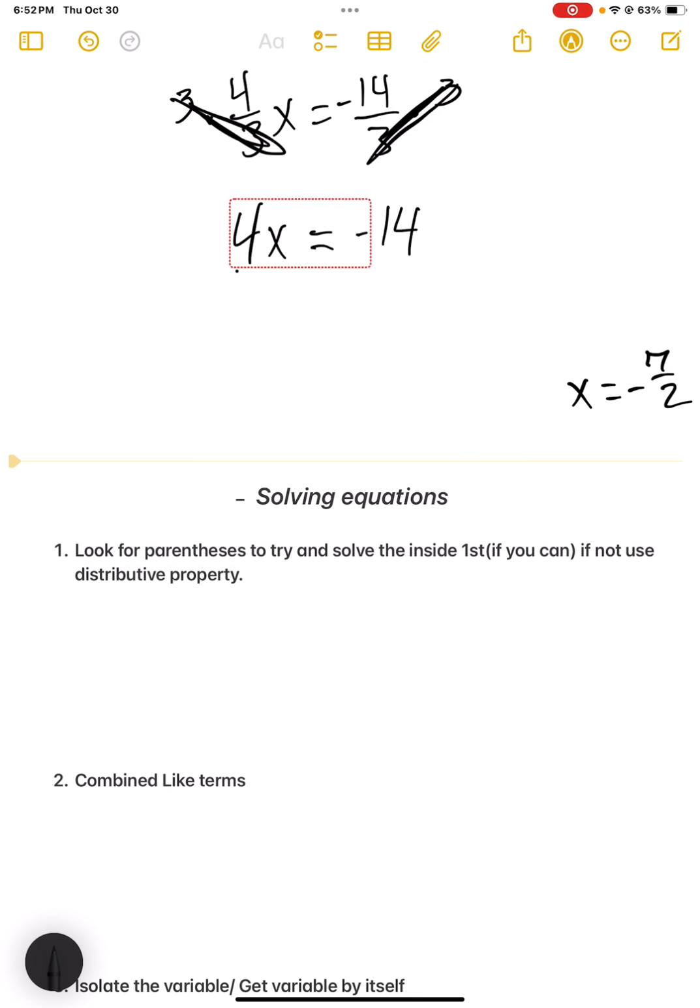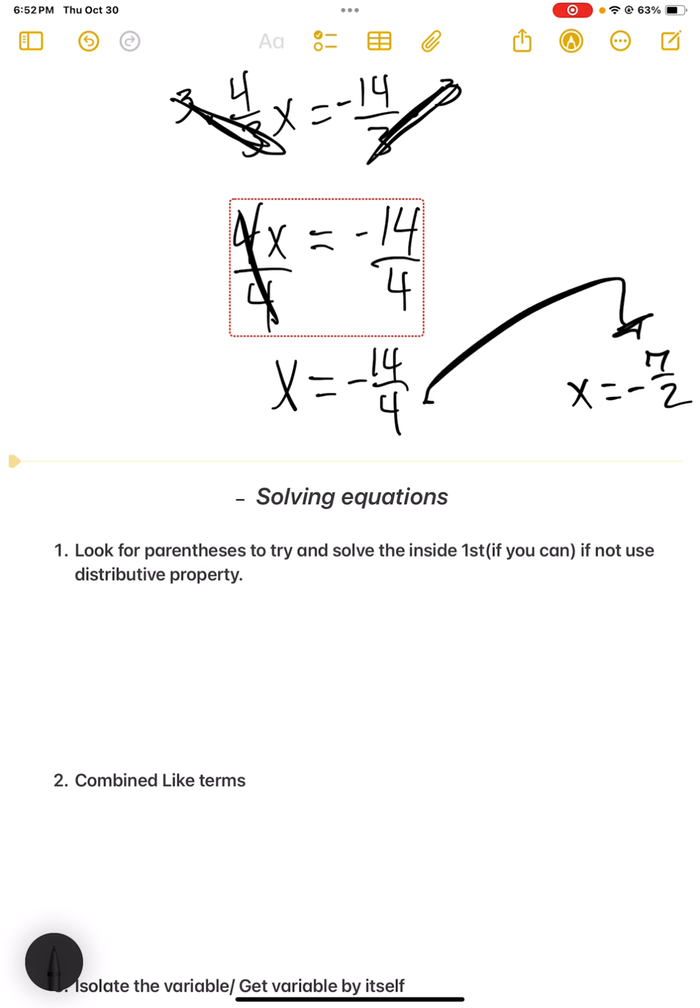And then I would have to divide by 4, because remember, they're multiplying here. You got to do the opposite to separate them. So I'll divide by 4 to make that 1. And then x would equal, once again, negative 14 over 4. If you reduce that, it's going to equal this. Okay? So that's a very interesting process.